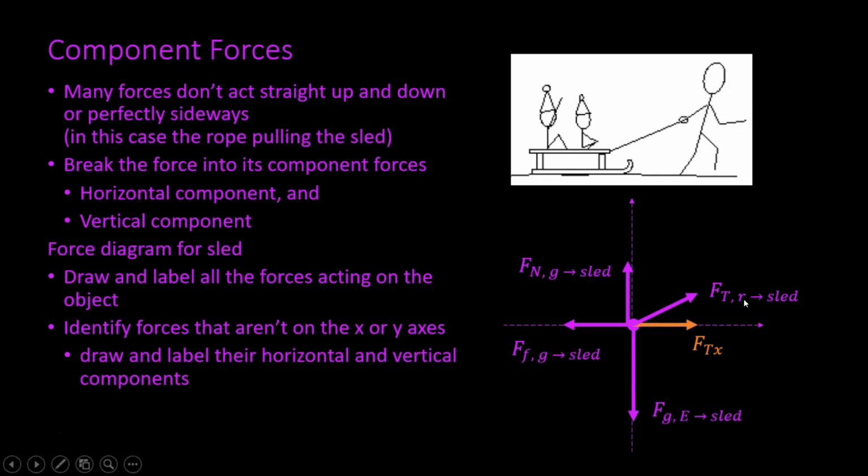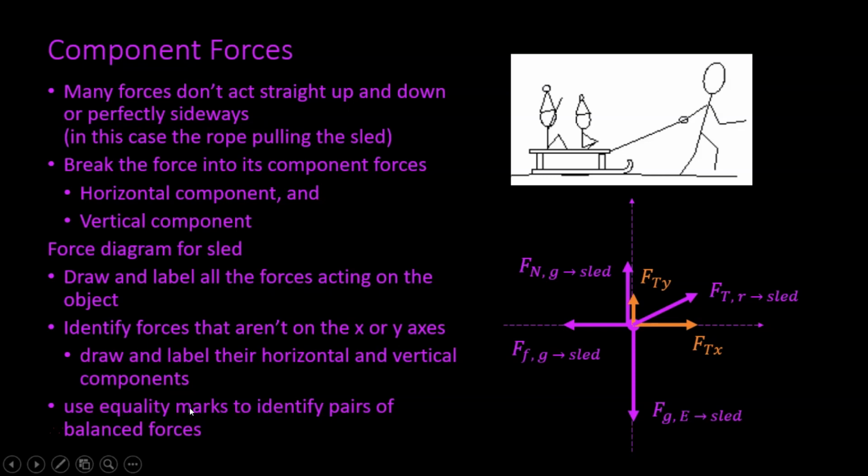I don't have to put the rope and the sled in anymore because I know that this is the X component of this tension force, and it involves the same two objects, the rope and the sled. Next, I have to draw the vertical component, and I'm going to draw the arrow up on the y-axis, and notice that I am drawing it as far up as the tension force goes. So the tension force goes this far up on the y-axis, so that's how far I'm going to draw this vertical component, and I'm going to label it F sub Ty.